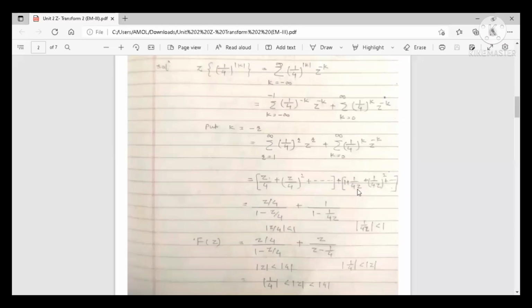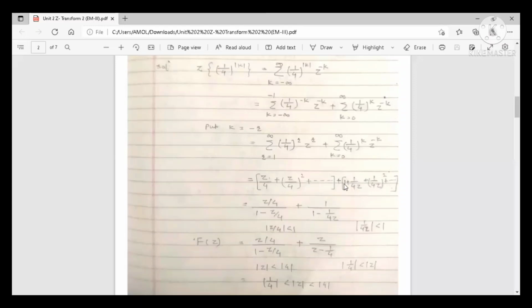Now the second term, the second series. This series is again a geometric progression, so again use the result of GP. So what is the result? First term upon 1 minus common ratio. The common ratio here is 1 upon 4z.